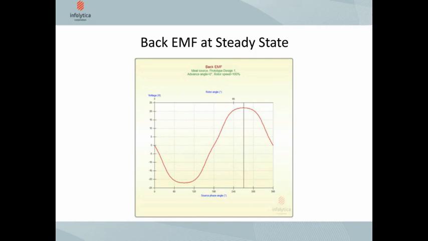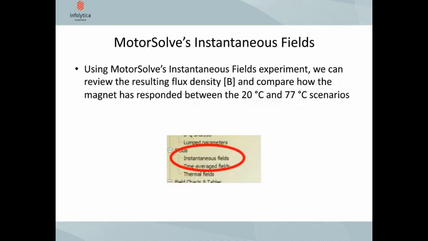And at this point, we're going to explore a couple of final machine details associated with where we may be vulnerable with regards to the temperature and the response of the machine. So at this point, we're going to run an additional experiment. We're going to go back to the instantaneous fields experiment and look at the distribution of flux density specifically in the magnets. And we're going to compare what it looks like at 20 degrees C, which is the ambient, and then at the operating temperature of 77 degrees C.